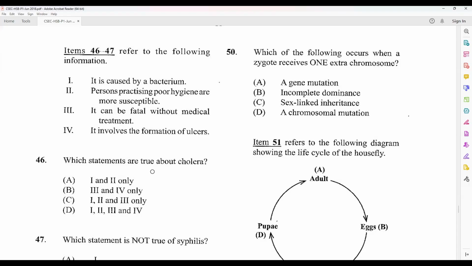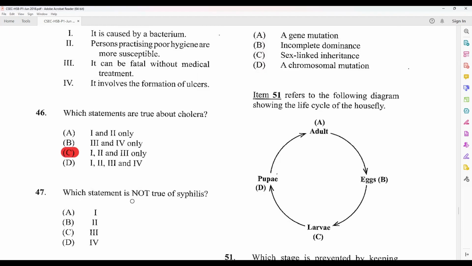If we know what cholera is, we know that it is caused by a bacterium. Poor hygiene does make one susceptible, and cholera does kill. The ulcers part, let's not go there. No ulcers. So 1, 2, and 3. So we are looking at 46 being C.